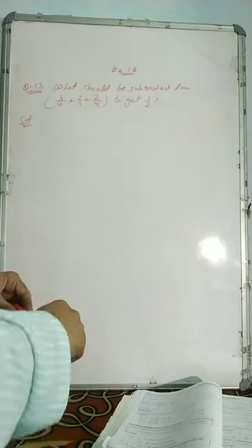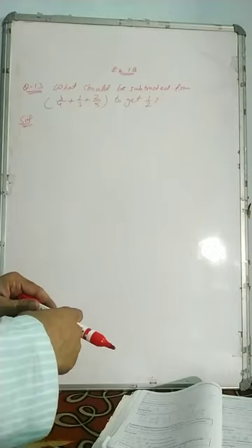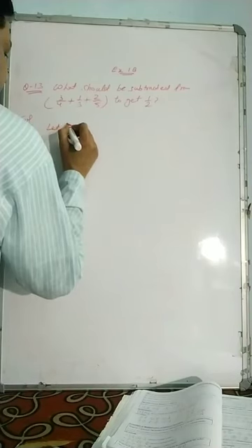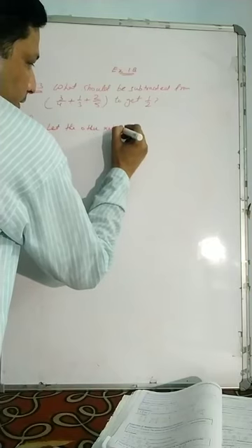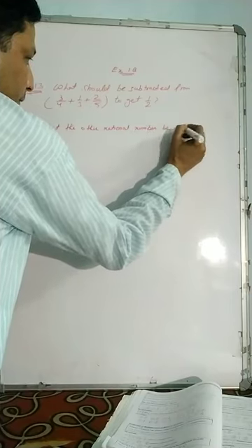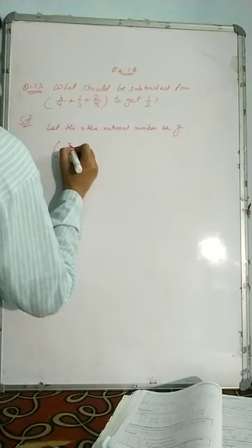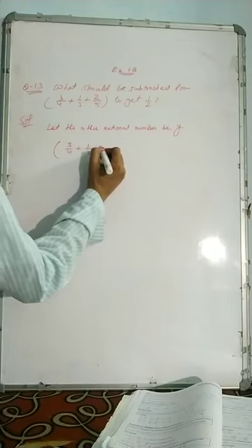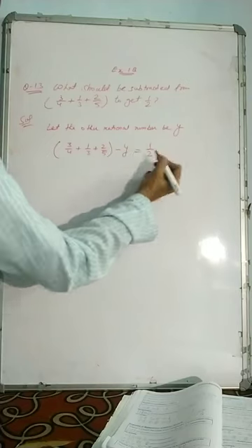That is the answer. Now moving on, the last question of this exercise: what should be subtracted from 3 upon 4 plus 1 upon 3 plus 2 upon 5 to get 1 upon 2? Let's start. Let the other rational number be y. According to the problem, first of all we will write 3 upon 4 plus 1 upon 3 plus 2 upon 5, then minus y equals 1 upon 2.